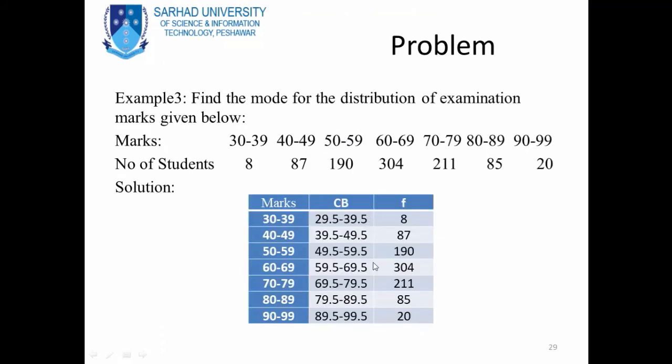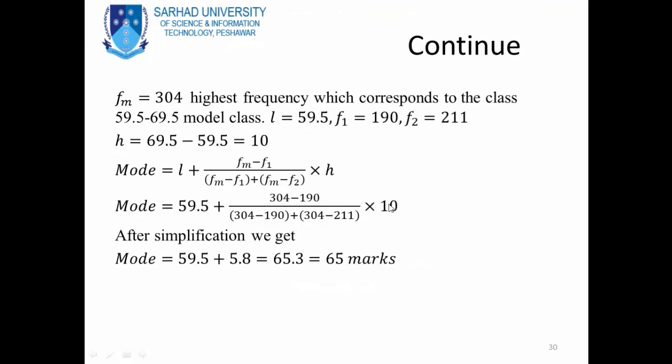Similarly, fm is the maximum frequency; from the maximum frequency, the one above is f1 and the one below is f2. So f1 is 190 and f2 is 211, and the step size for this class is 10. Now this is the mode formula; putting the values of L, f1, f2, fm and the step size in this formula and calculating, we obtain the mode 65. From this problem we obtained the median also as 65, and now the mode is also 65.